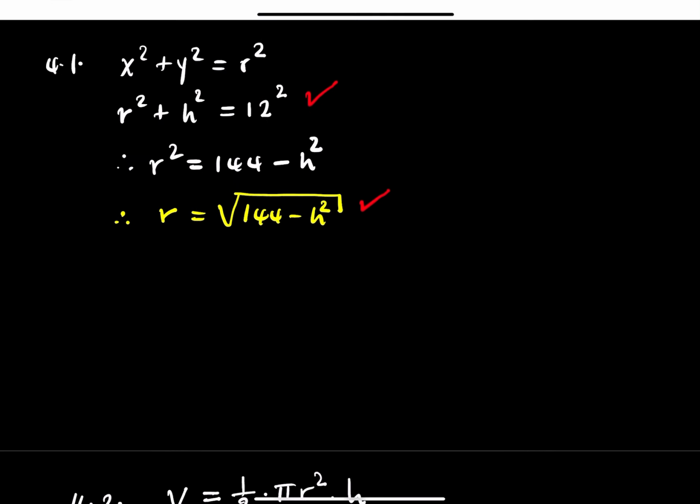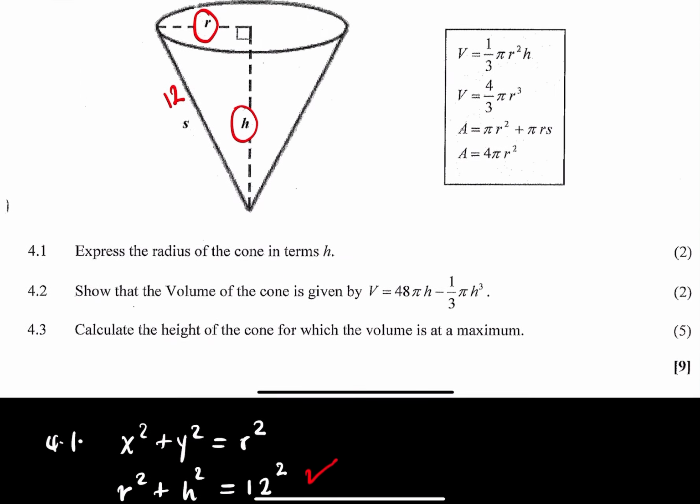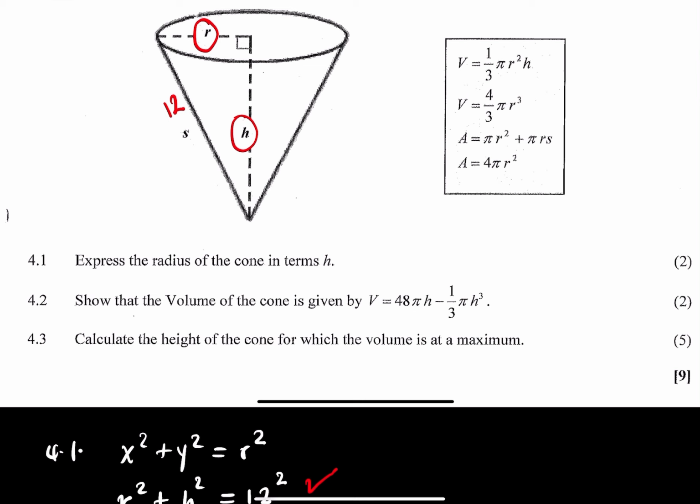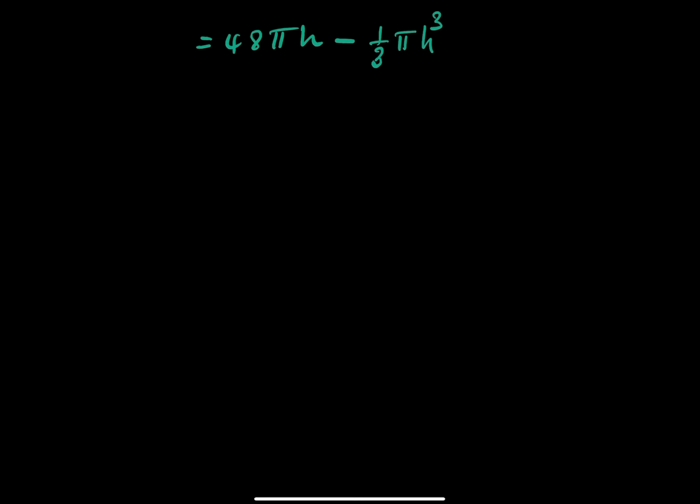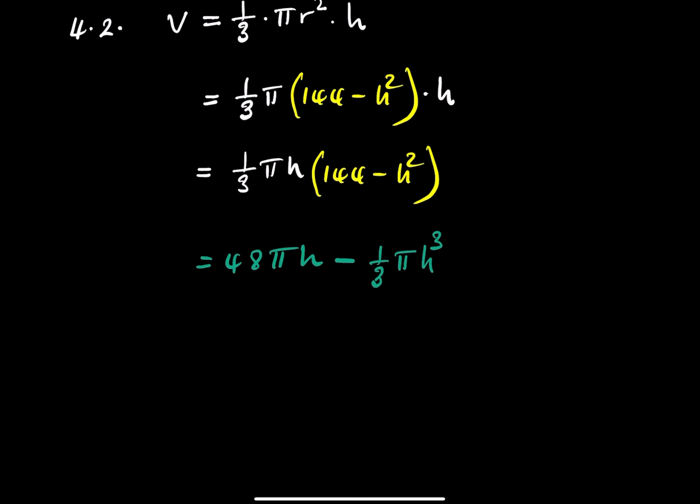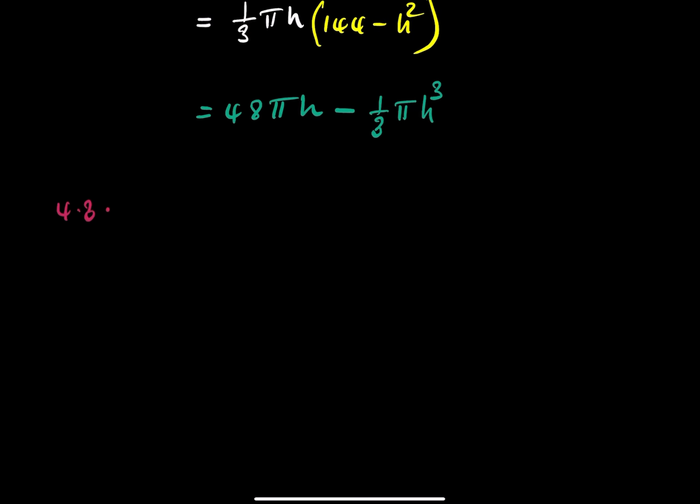Now we are going to the last one of the series. Extremely easy, by the way. We want to do 4.3. Calculate the height of the cone for which the volume is at its maximum. I want to warn you. Now check 4.3. They are talking about the volume.